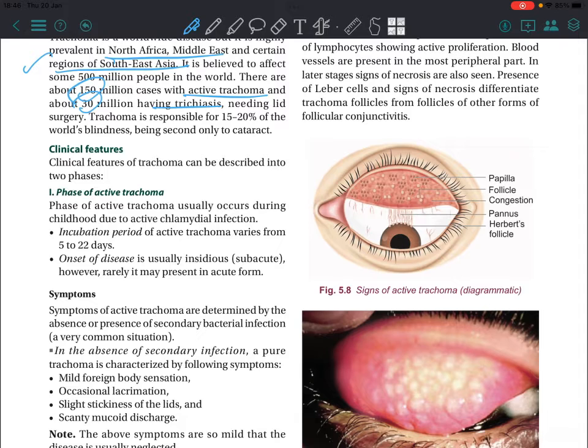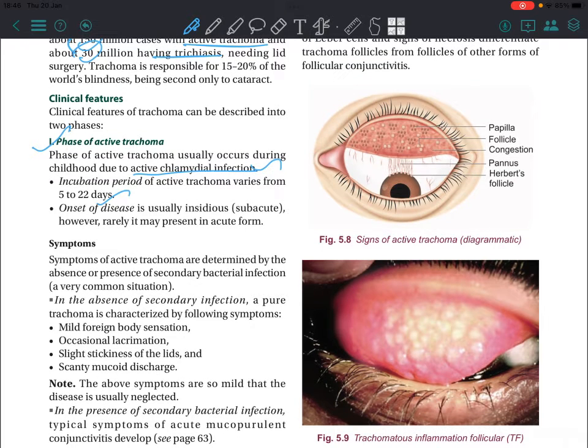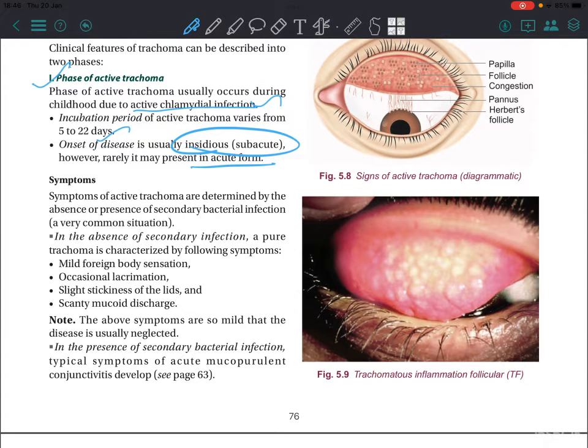Clinical features have been described in two phases. Phase of active trachoma usually occurs during childhood due to active chlamydial infection. Incubation period of active trachoma varies from 5 to 22 days. Onset of disease is usually insidious. However, rarely it may present in acute form. Symptoms of active trachoma are determined by absence or presence of secondary bacterial infection. In the absence of secondary infection, a pure trachoma is characterized by the following symptoms: mild foreign body sensation, occasional lacrimation, slight stickiness of lids, scanty mucus discharge.